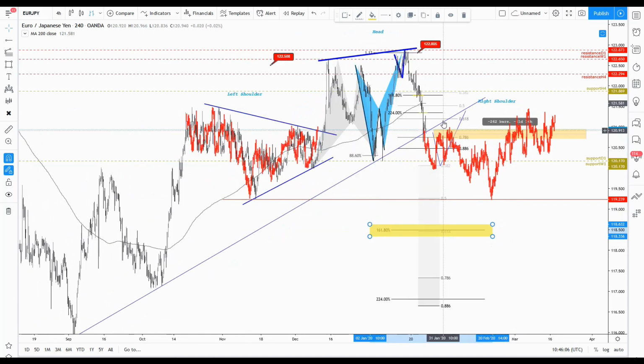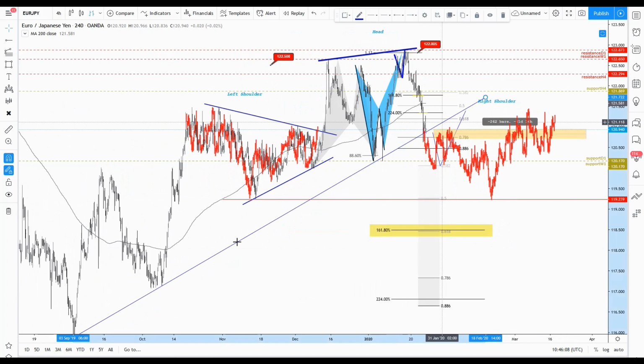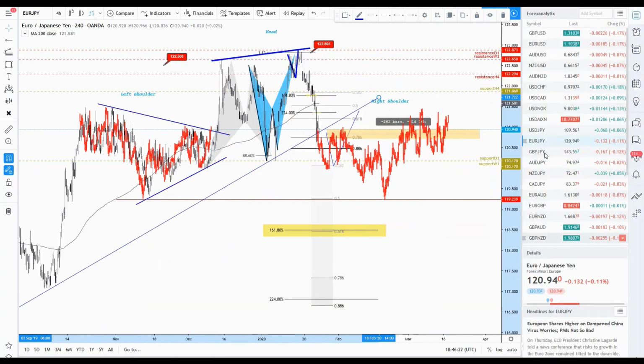For now, nothing specifically, unless you want to wait for the breakout of this ascending trend line support. If the market breaks below, and if the market decides to retest that trend line and reject that trend line, it may offer you a nice trading situation there.